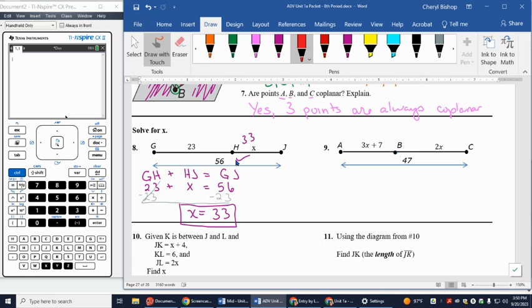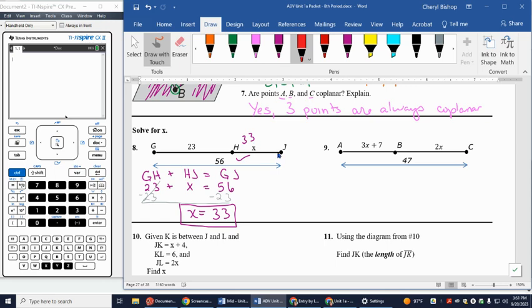Okay? The next one, same type of problem, since H is on the segment and I don't know if it's in the middle or not. Is H a midpoint? No. Why not? How do I know it's not in the middle? Closer to the J? I would argue it's closer to G. How far is it from H to G? 23. How far is it from H to J?